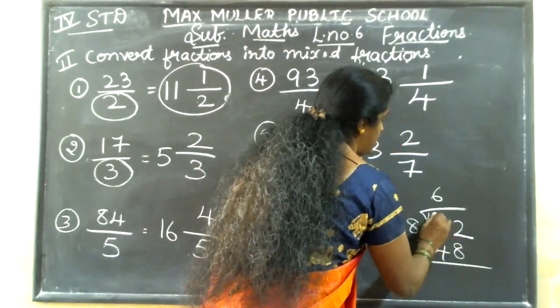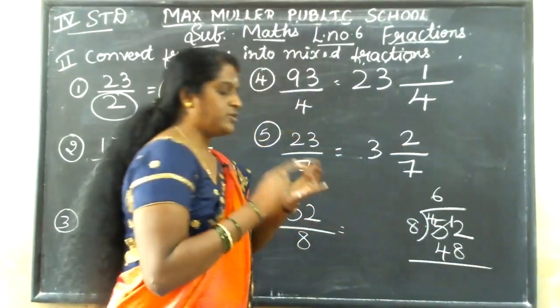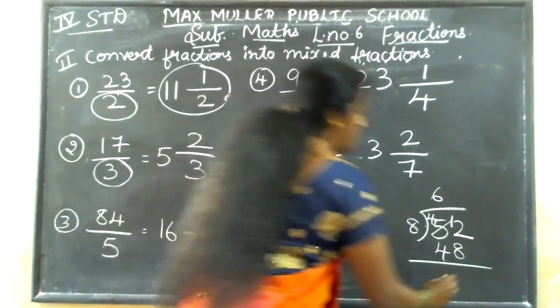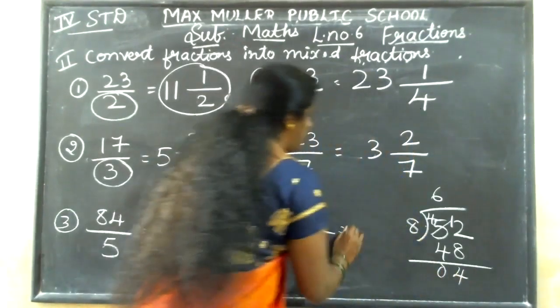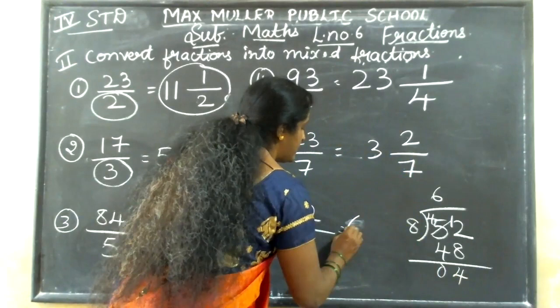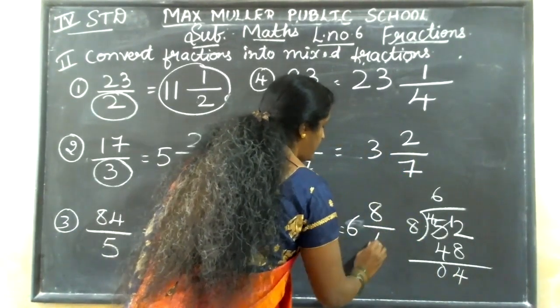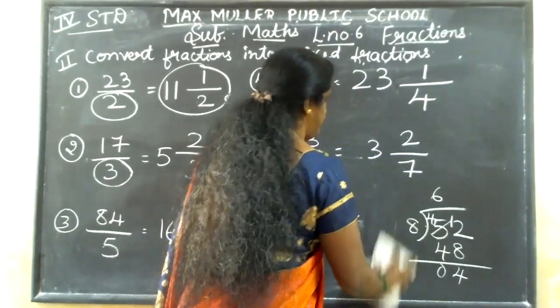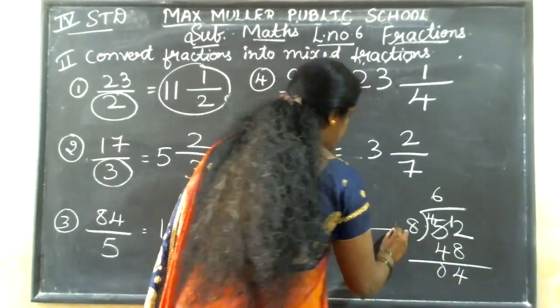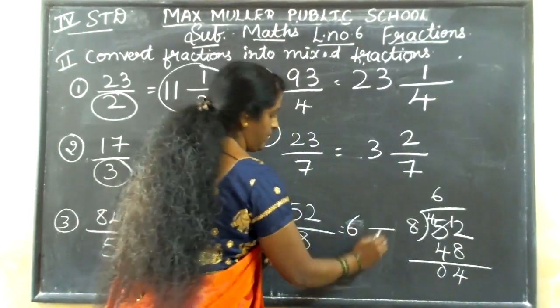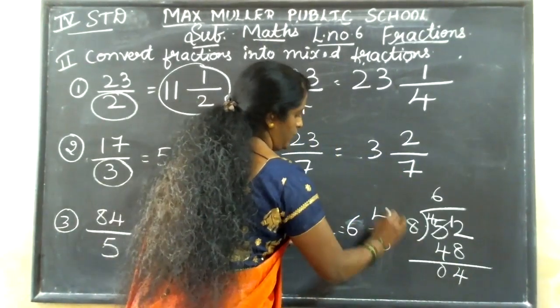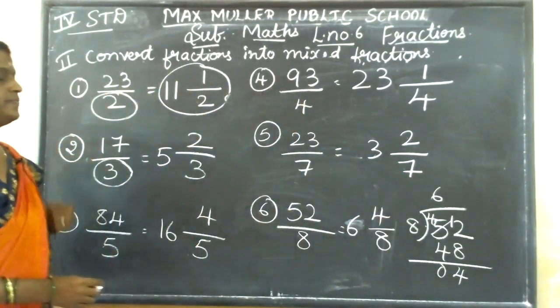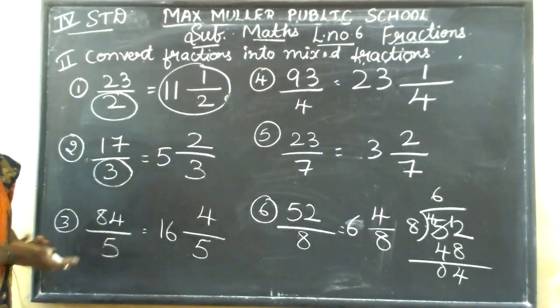So cut here. In 12, 8 goes: 9, 10, 11, 12. 4, 0. Your number 6... sorry, 6, 4 by 8. Sorry, 6. Your denominator will be the same. This 4 you have to write. Yes, copy this down, children, in the textbook.